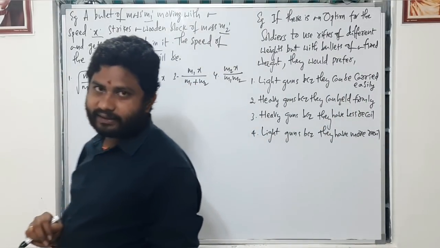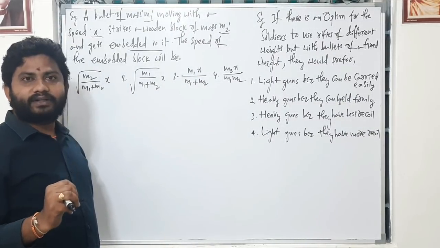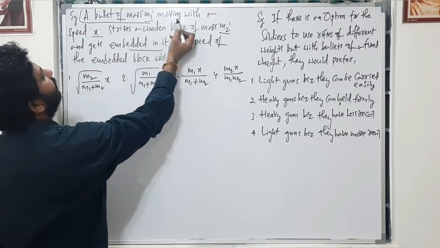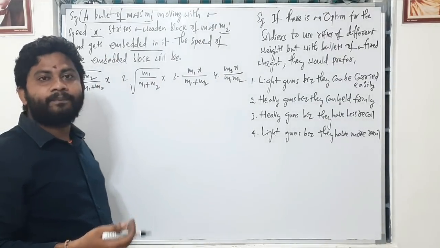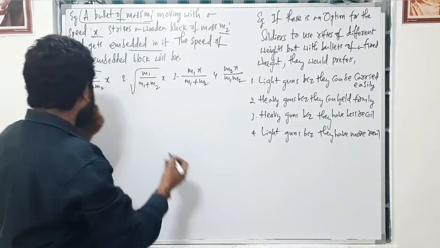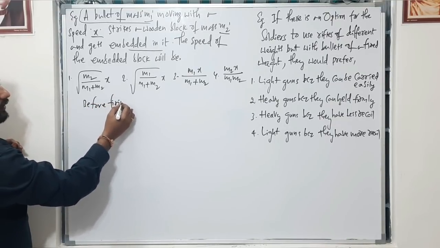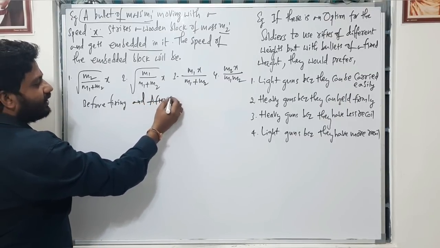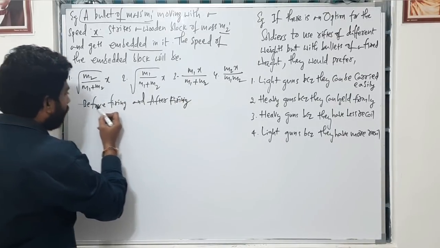Here two possibilities are there. Whenever students see this kind of question, that a bullet of mass m1 moving with a speed x, they immediately recollect the concept of before firing the gun and after firing the gun. So this is the first thing that will come into the mind, but it is wrong.